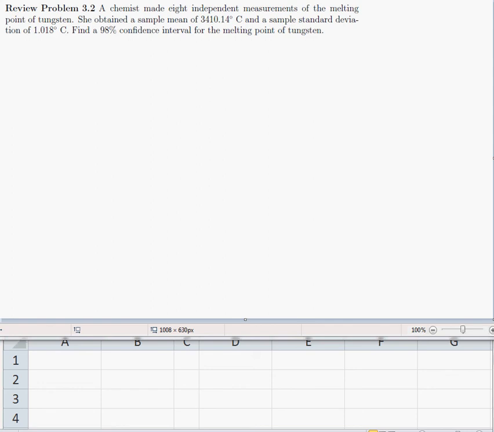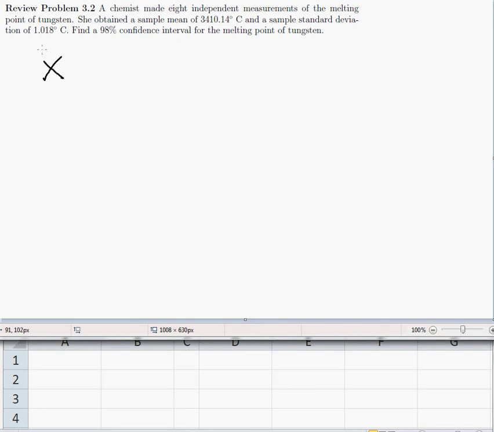Let's now turn to this confidence interval problem. We have 8 measurements with a sample mean of 3,410.14 degrees Celsius with a sample standard deviation of 1.018 degrees Celsius. Find a 98% confidence interval for the melting point of the tungsten. For this one, we will use the t distribution.